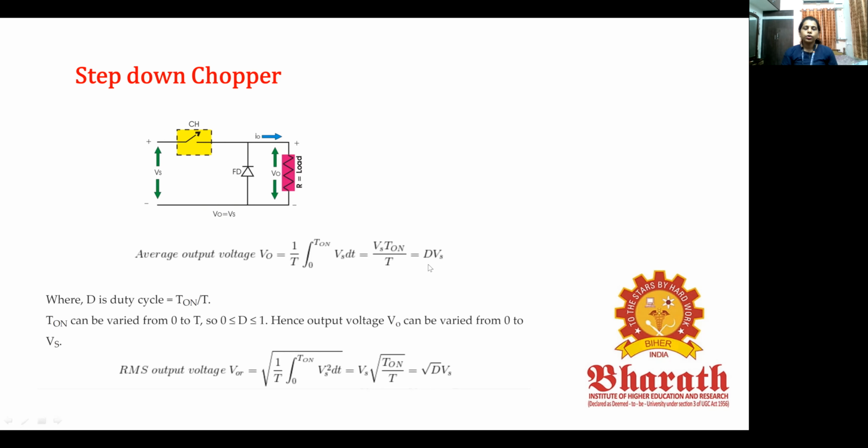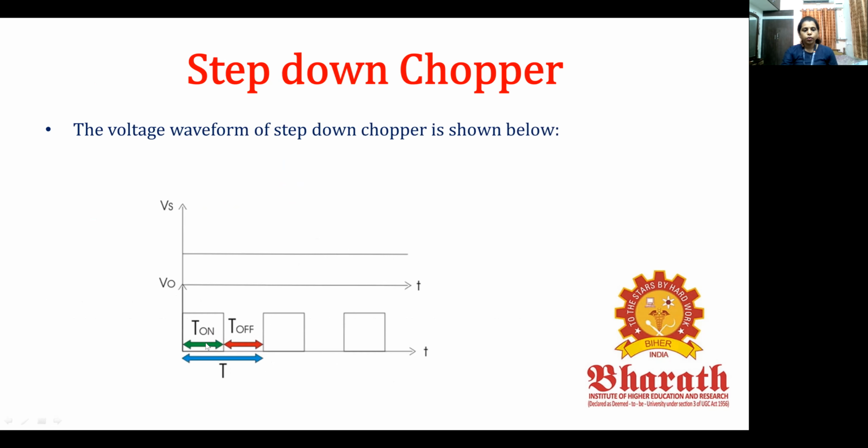So if I keep the switch on for the whole time, what is the meaning? You can see the waveform here. If I turn on the switch for the entire period, whatever input voltage I give, the same voltage I'll get at the output. So V naught will be equal to Vs. That is, if I give 10 volts, my output is also going to be 10 volts.